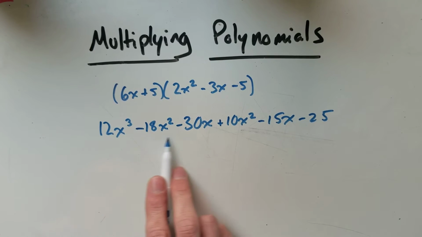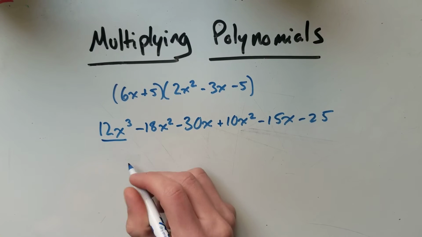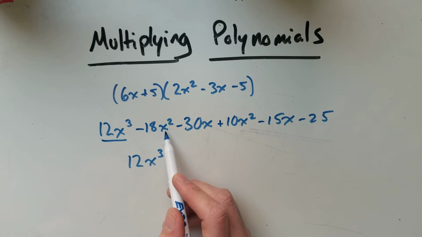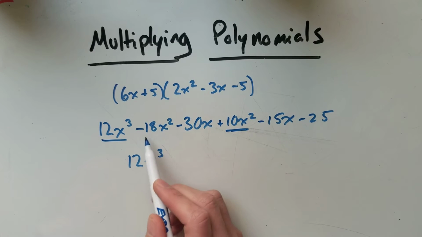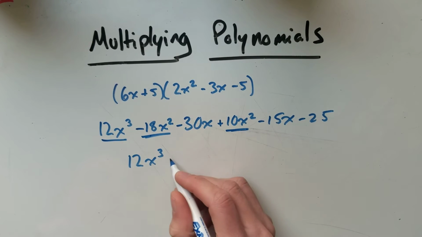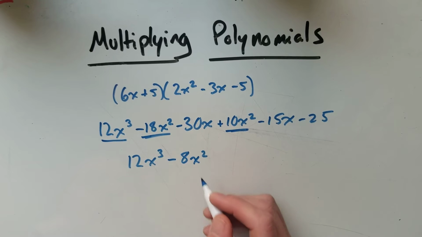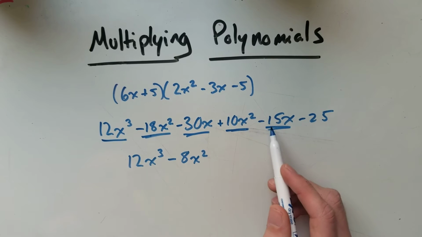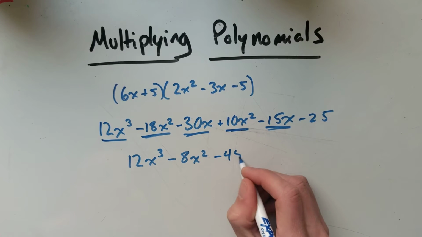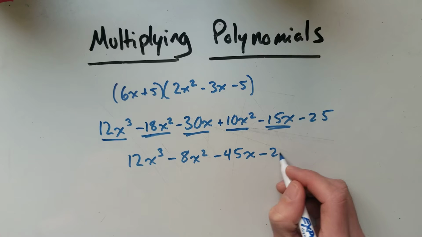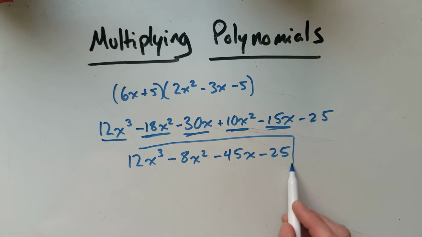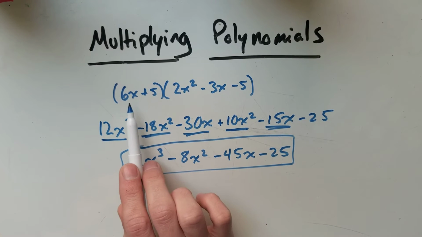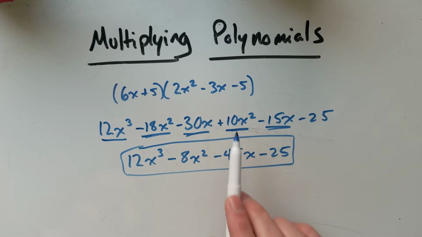12x cubed, I don't see any other x cubes here, so that stays: 12x cubed. Negative 18x squared, there is another x squared, it's 10x squared. So when you combine them together, you get negative 8x squared. Then your x's, you have negative 30 and negative 15, so that should be negative 45x. And then minus 25 right at the end. So this would be the simplified version after you multiply this binomial by this trinomial.